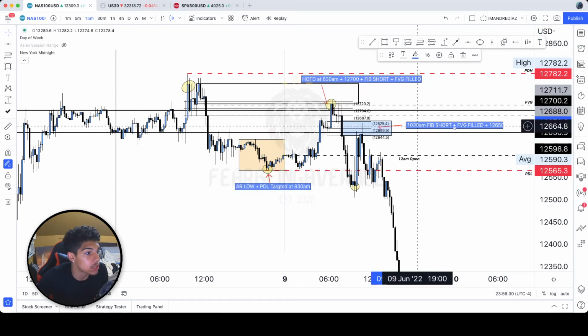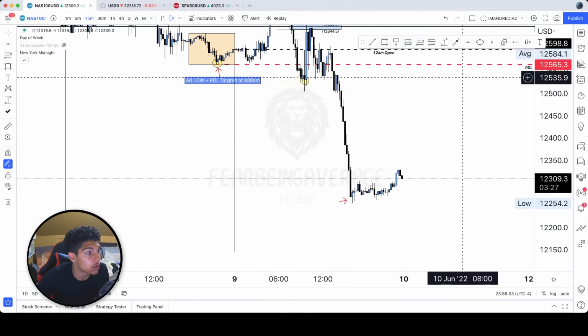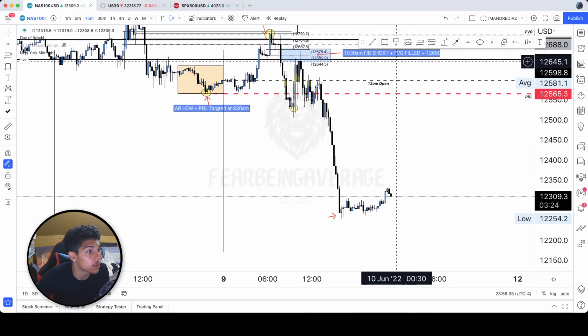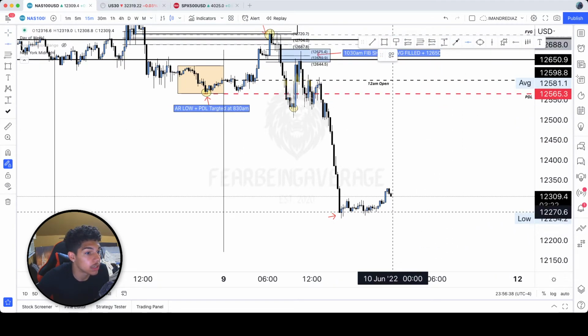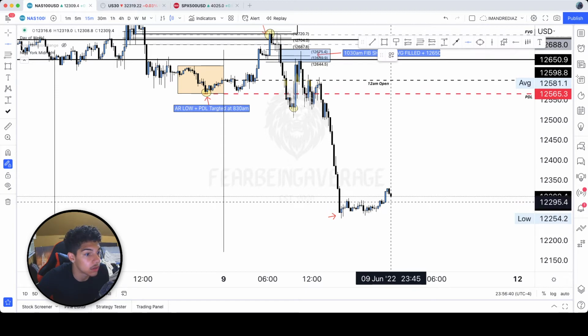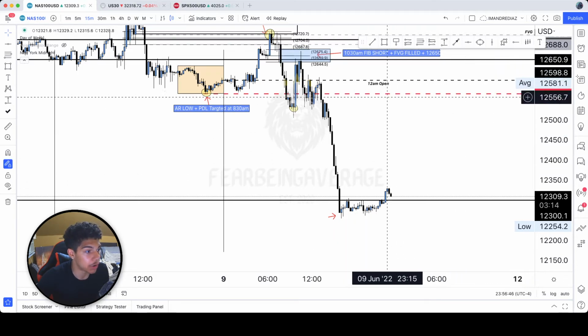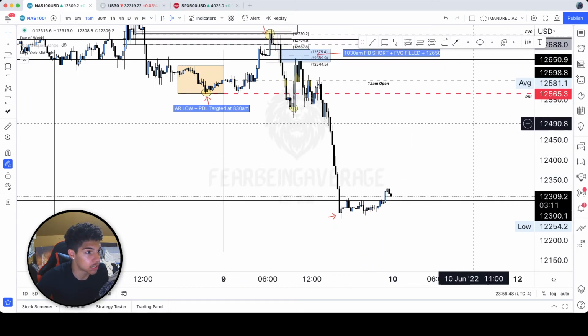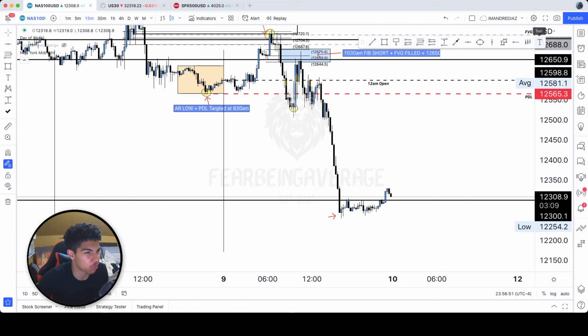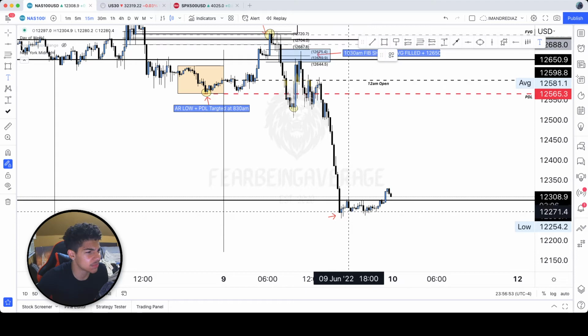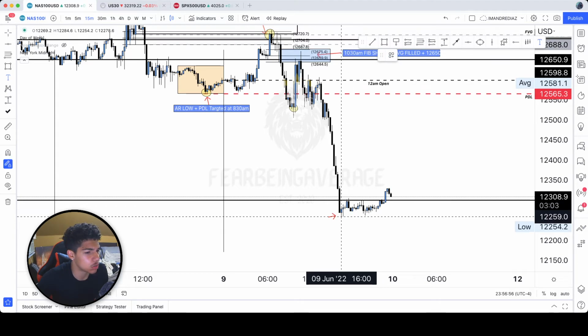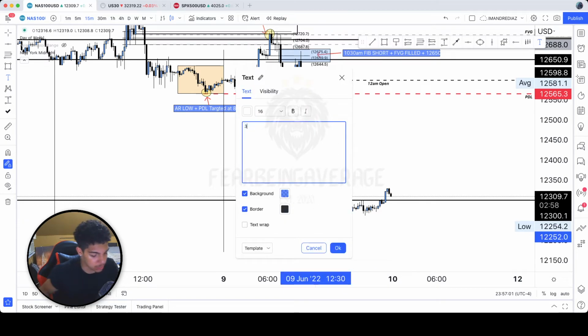And this is what led price to keep on falling, coming all the way down to here and creating the low of the day. It wasn't perfectly on it, but we are hovering around this 12,300 area. We created this low of the day at what time? 16, which is 3? 14's 1. Yeah, this is 3. So at 3 p.m. we got the low of the day at 12,300.